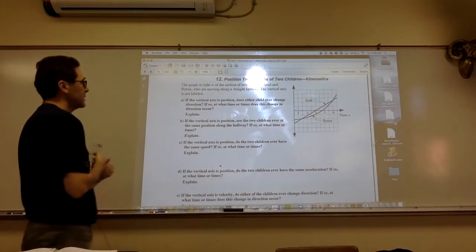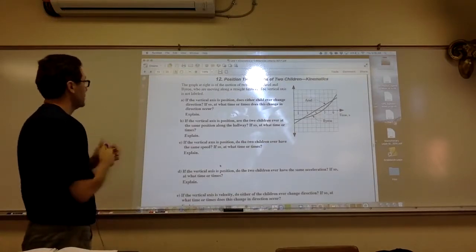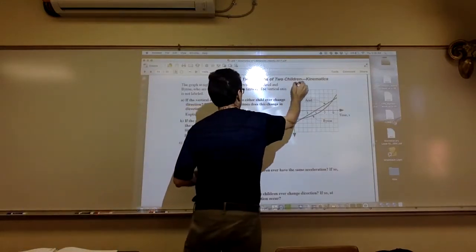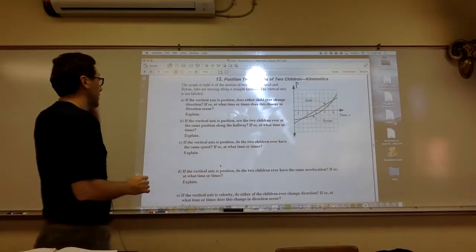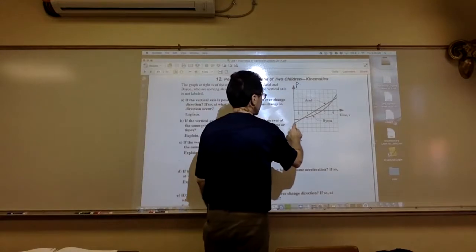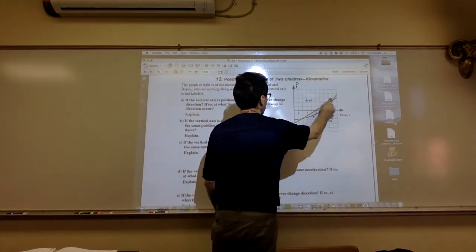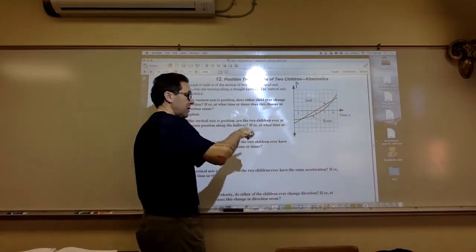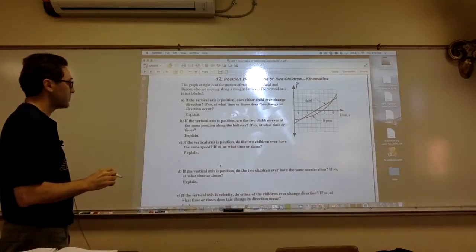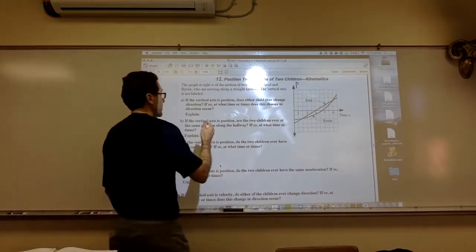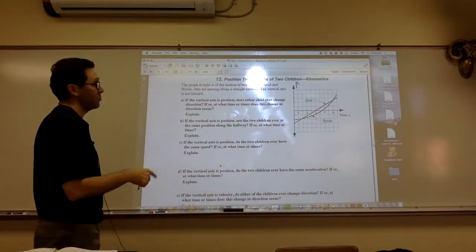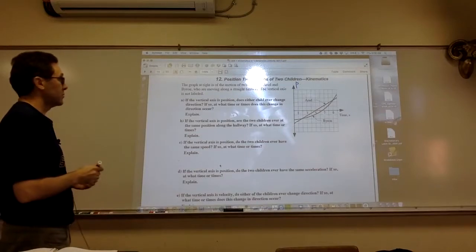All right, here again, it doesn't tell us what kind of graph it is, but they keep changing it. So if the vertical axis is position, okay, so if I make this position here, does either child ever change direction? No, they don't. And the reason for that is because position is increasing in both cases. It never kind of like increases and then it decreases. It just keeps going up. Another way you can look at this is that the slope of either one of these lines always remains positive. It never turns into 0 and becomes negative.